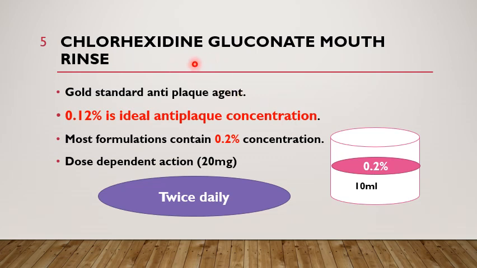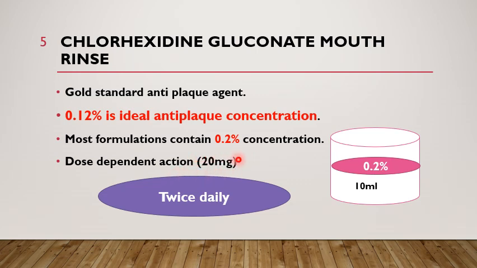Chlorhexidine gluconate mouth rinse. This is the gold standard anti-plaque agent. We all know 0.12% is the ideal anti-plaque concentration. Most formulations available commercially contain 0.2% concentration. So it has a dose dependent action.